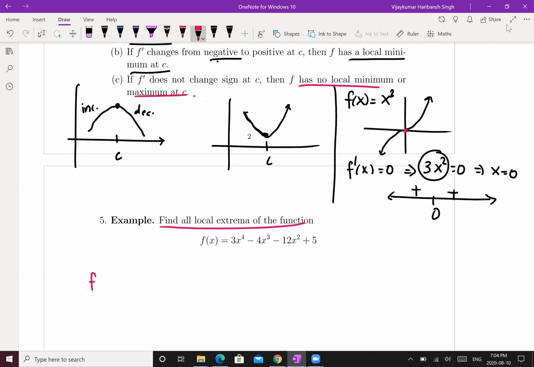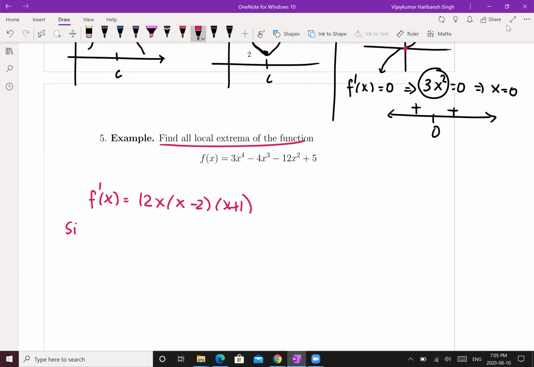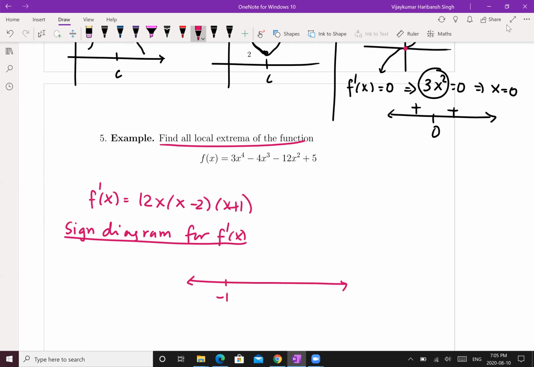So f prime x equals 12x times (x minus 2) times (x plus 1). And we had a sign diagram. Now, sign diagram for what? Sign diagram for f prime x. A sign diagram for a function means you're just checking where the function is positive or negative. So a sign diagram for the derivative is where you're checking where the derivative is positive or negative. So you mark these points again, minus 1, 0, 2.